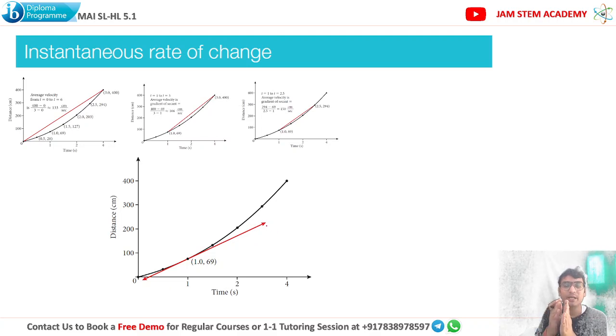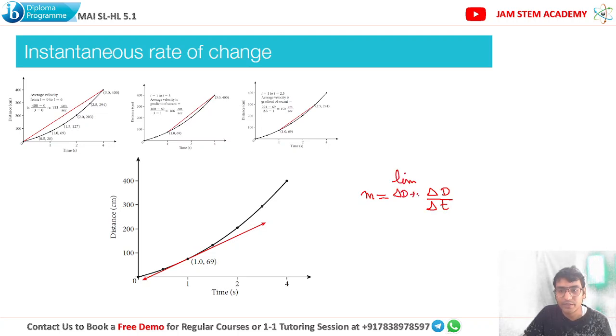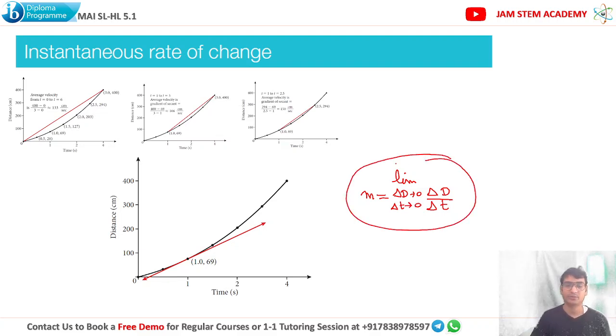We are trying to make the difference as small as possible, and hence it is almost zero. The difference is almost zero. So we have here the tangent line, and its slope is given by change in value of distance over change in value of time, where both change in value of distance and change in value of time are almost zero. So that is our instantaneous rate of change. That gives us the instantaneous velocity for the distance time graph, right?